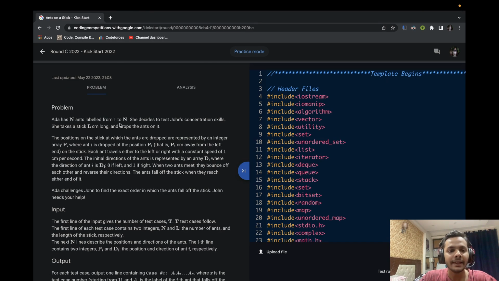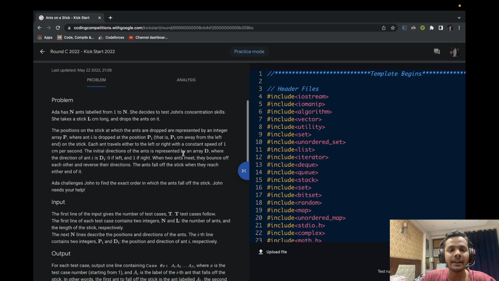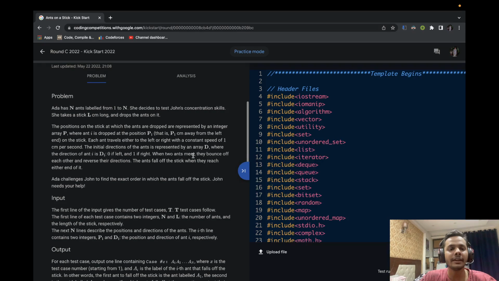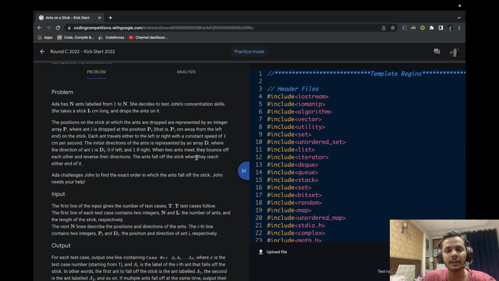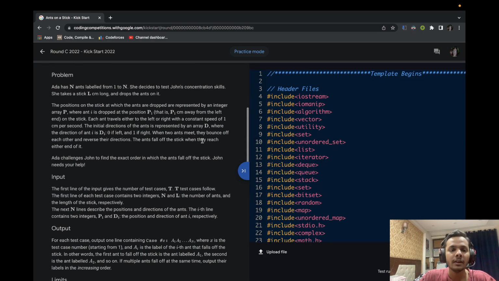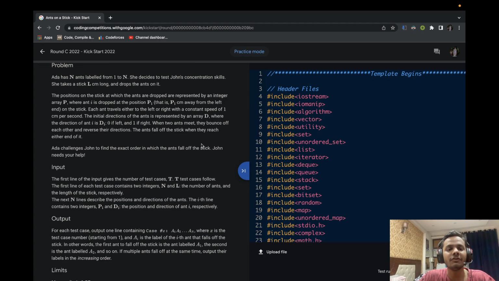So Ada has n ants labeled from 1 to n, and so basically there are n ants, and these n ants are currently on a stick, and we have been provided with the position of each ant on the stick, and each ant is moving either to the left or to the right with a constant speed of 1 centimeter per second. Okay, and so basically we are provided with the location of each ant on the stick as well as the direction in which that particular ant is moving, either to the left or to the right. Our task is to tell the order in which these ants will fall off the stick.